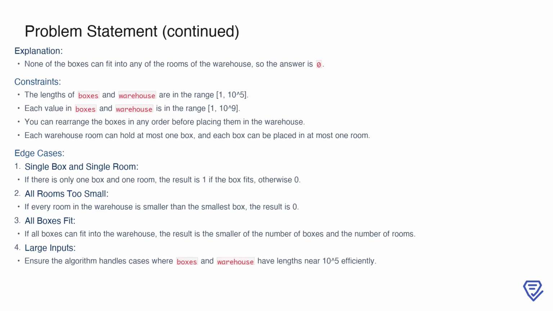Some edge cases include having just one box in one room, where the result depends on whether the box fits. If all rooms are too small to accommodate even the smallest box, the result is 0. Conversely, if all boxes fit into the warehouse, the result is limited by the smaller of the number of boxes or the number of rooms. Additionally, your solution must handle large inputs efficiently to avoid performance issues.